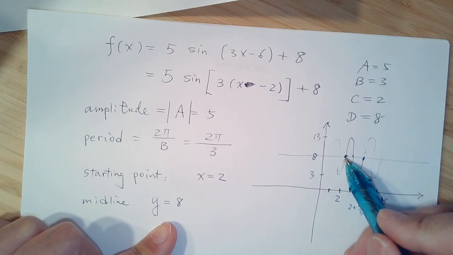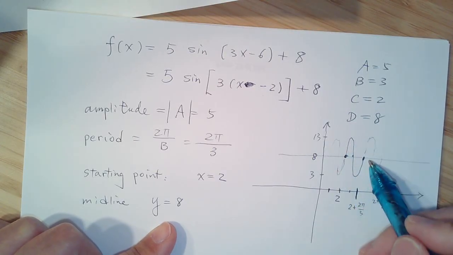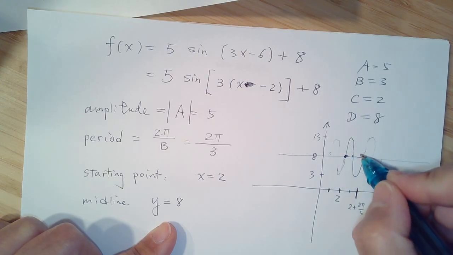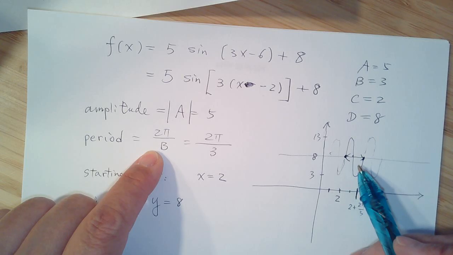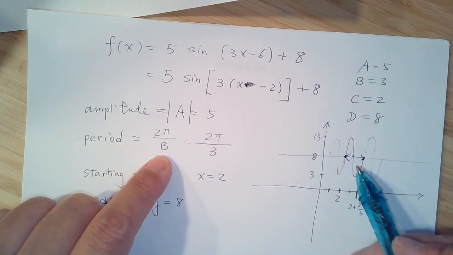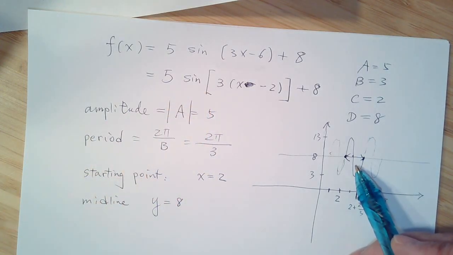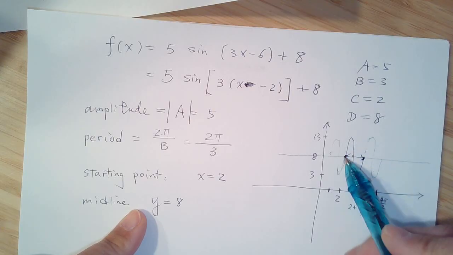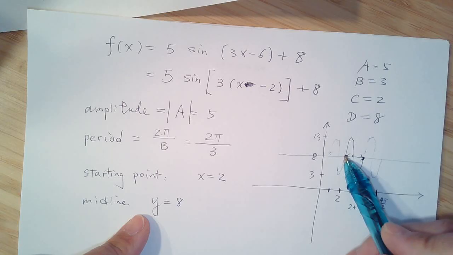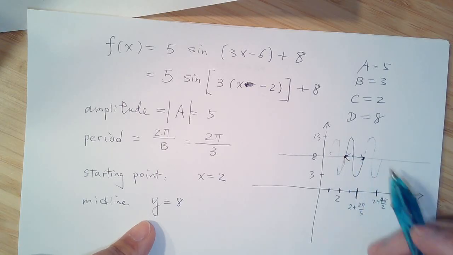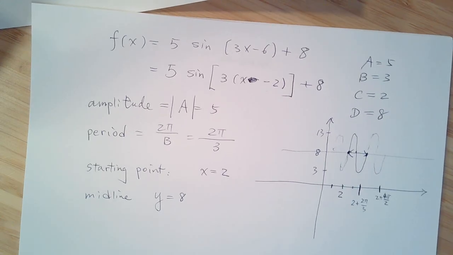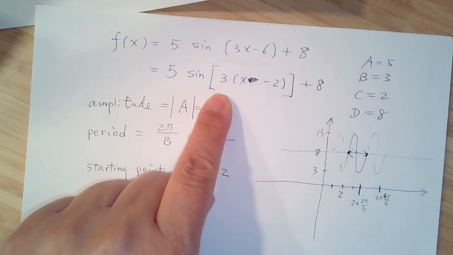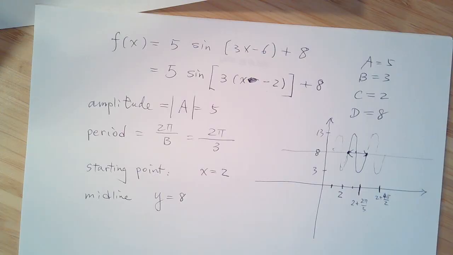And also from the graph, you find from here to here, that's one period. Then you figure out how much this is. Your period should be 2 pi over B, and then you can calculate B. Then your starting point, which is here, is when x equals 2. That's your C, and the last one is the midline, which tells you the D. Therefore, you have A, B, C, D.